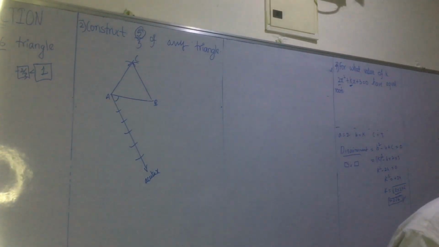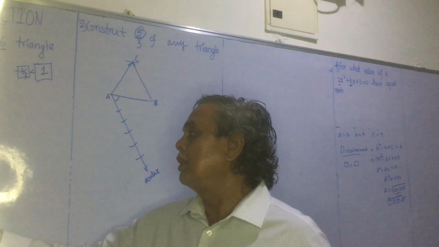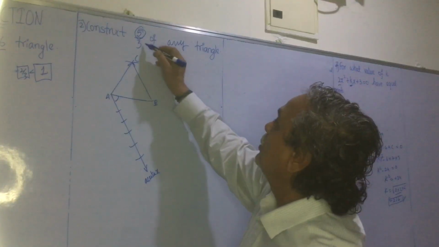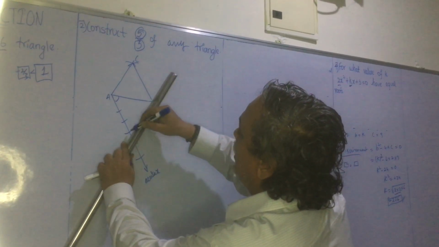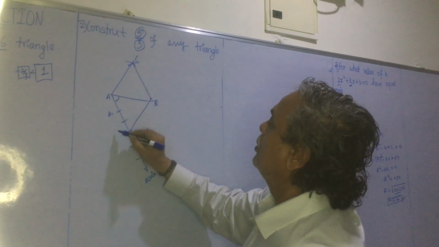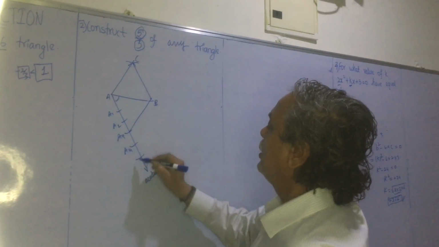Next, draw a line. Now what line should it be? Here you have to join B and A3. The third one, the denominator line, should be joined to B. Now write down A1, A2, A3, A4, A5.